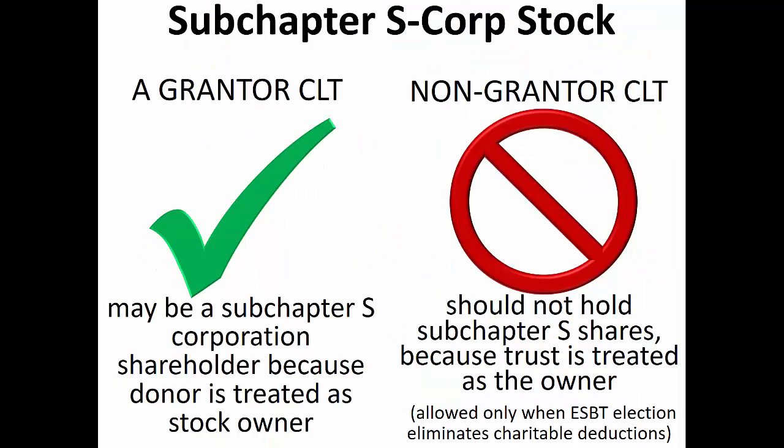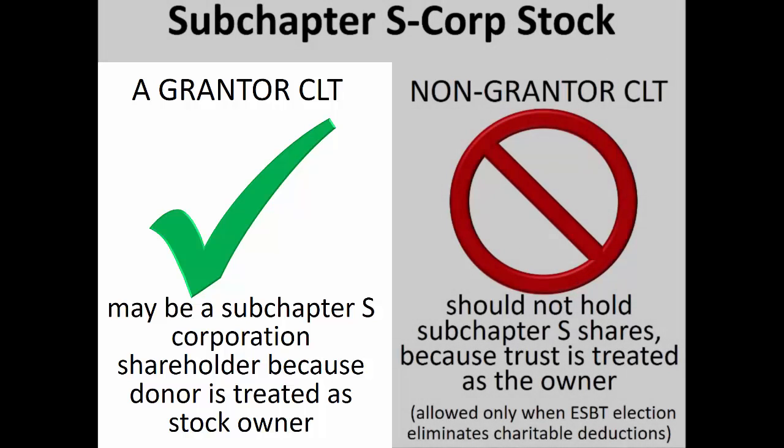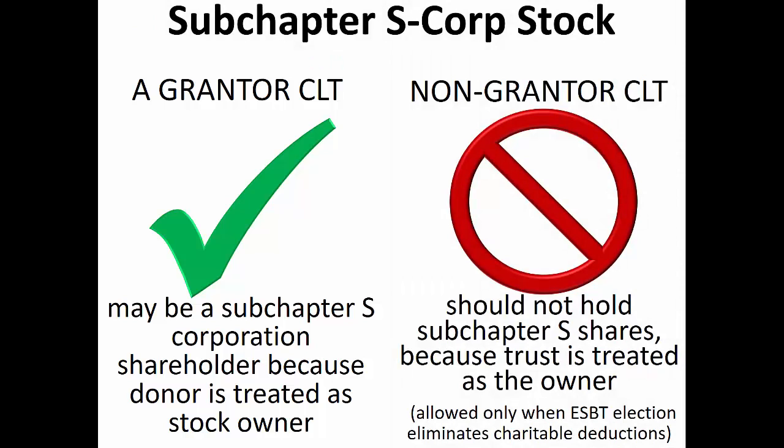Subchapter S corporation shares are most commonly held by people. These shares may not be held by another corporation, a partnership, or a charitable remainder trust. Doing so will cause the corporation to lose its Subchapter S status and instead become a Subchapter C corporation. It is perfectly acceptable for a grantor charitable lead trust to hold such shares because the trust is treated for tax purposes as being owned by the donor. Similarly, the hybrid super grantor trust is also treated as a grantor trust for income tax purposes and could also hold Subchapter S corporation shares.